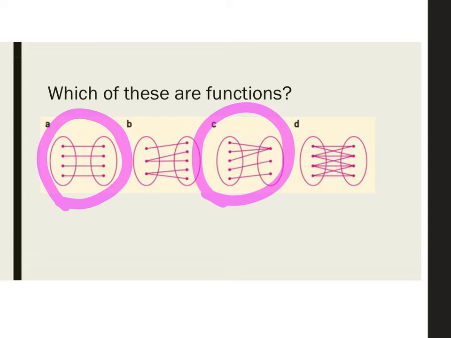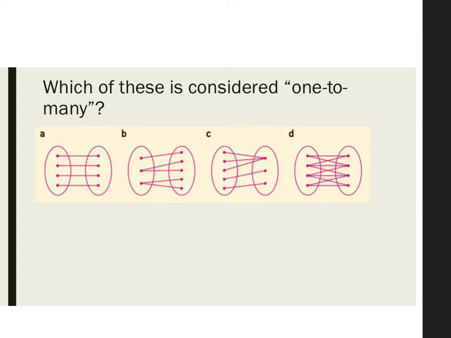That's why this one doesn't work. This is paired with two different things. This is paired with two different things. And then there's a whole lot of stuff going on over here. Then which of these is considered to be one-to-many? It should be this one. The only reason that this one over here isn't one-to-many is because it's many-to-many.